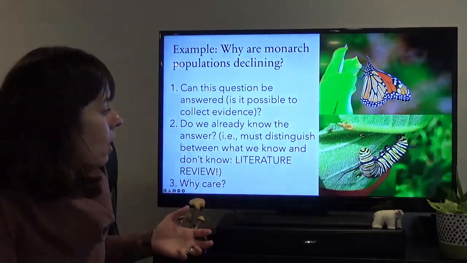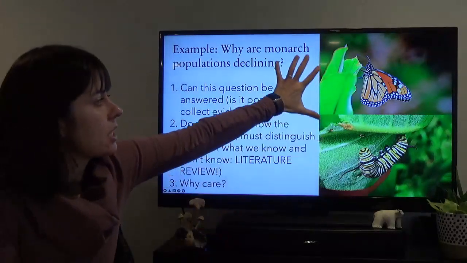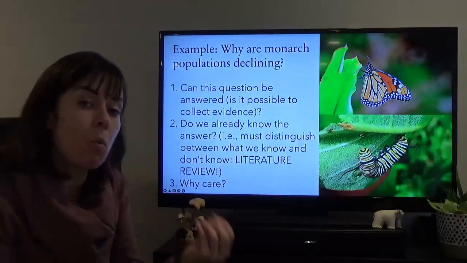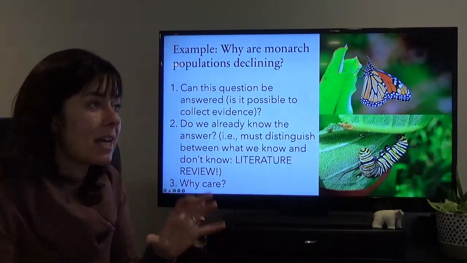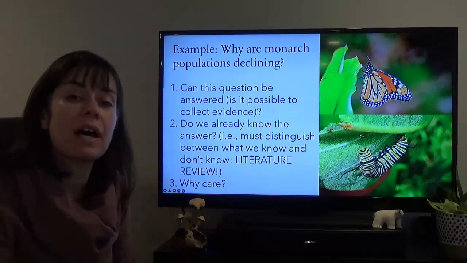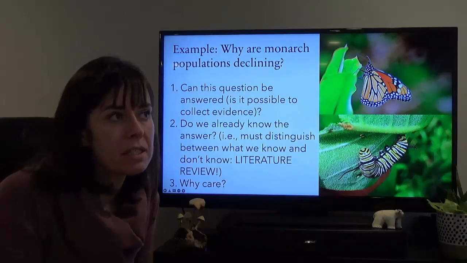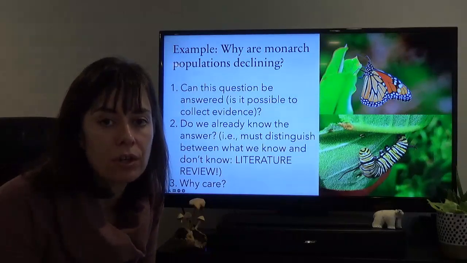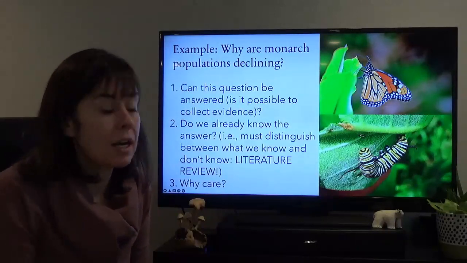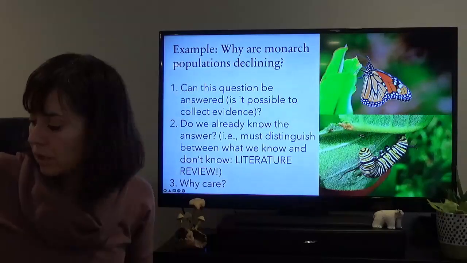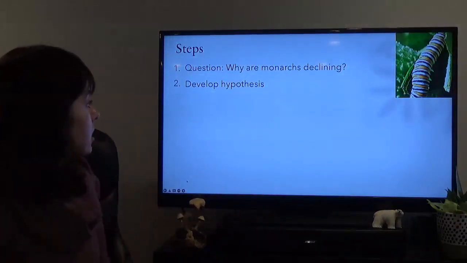And then finally, why should we care? Why is it important to understand what is happening and why it's happening to monarch butterflies? You know, in many cases, again, it's maybe just that people really value this species. In other cases, the loss of one species can indicate a larger underlying problem that really needs to be addressed. So there we go. There's our question. So our question is, why are monarchs declining?